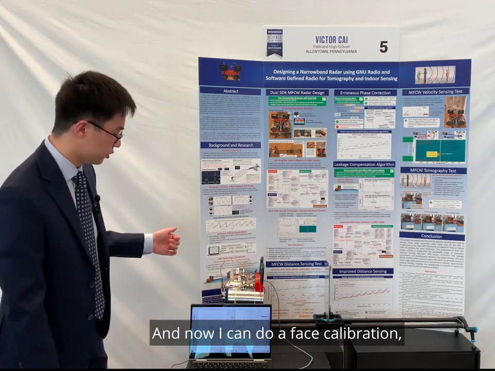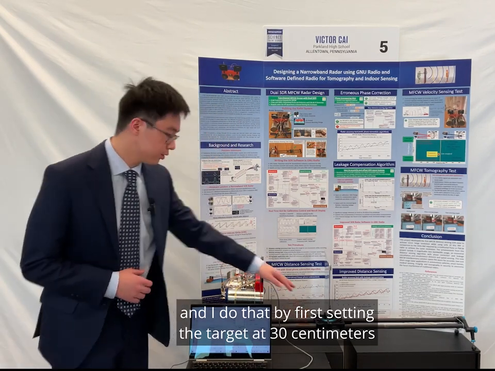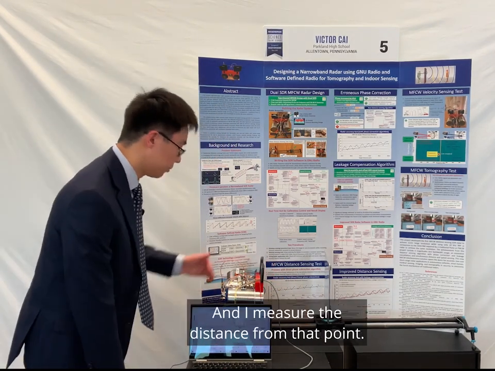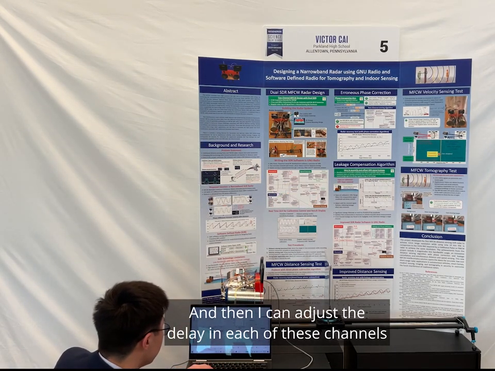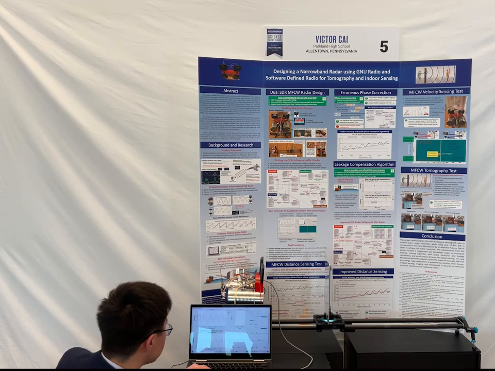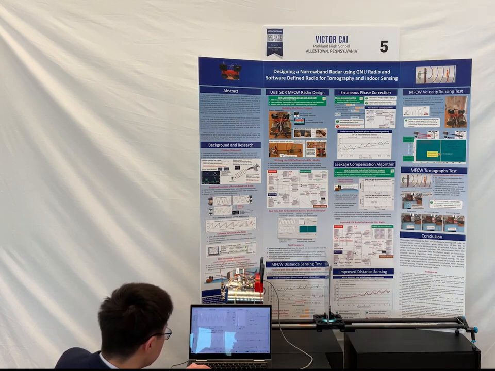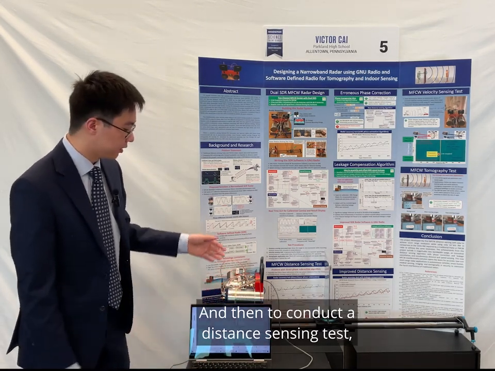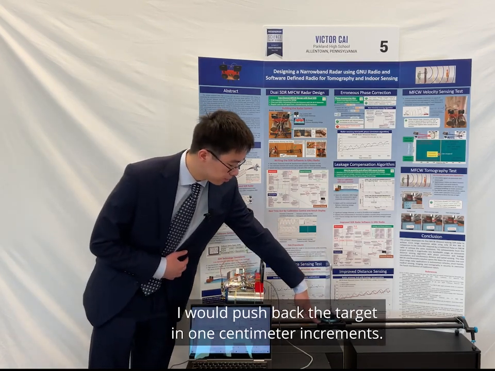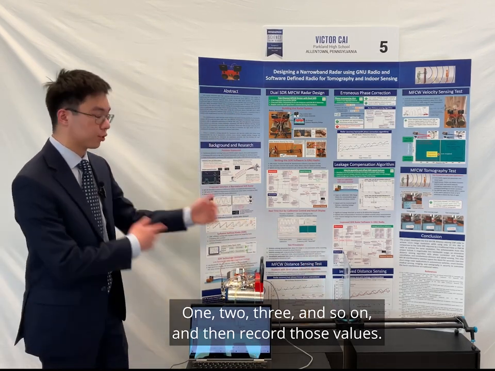And now I can do a phase calibration, and I do that by first setting the target at 30 centimeters as my zeroing point, and I measure the distance from that point. And then I can adjust the delay in each of these channels so that they're both at a phase of 0. And now the distance shows up as 0. And then to conduct a distance sensing test, I would push back the target in 1 centimeter increments, 1, 2, 3, and so on, and then record those values.